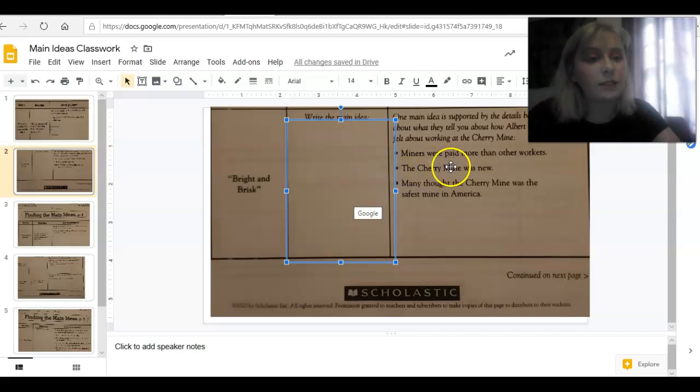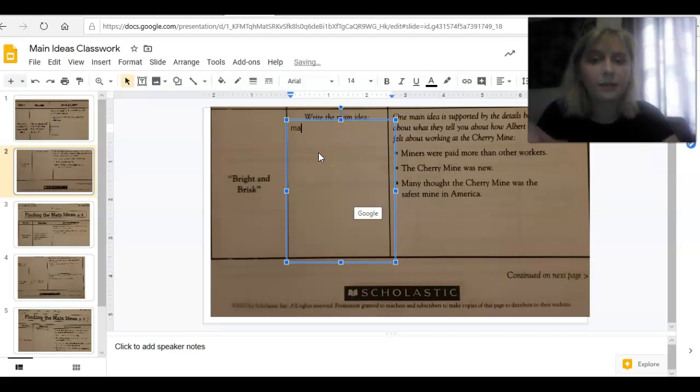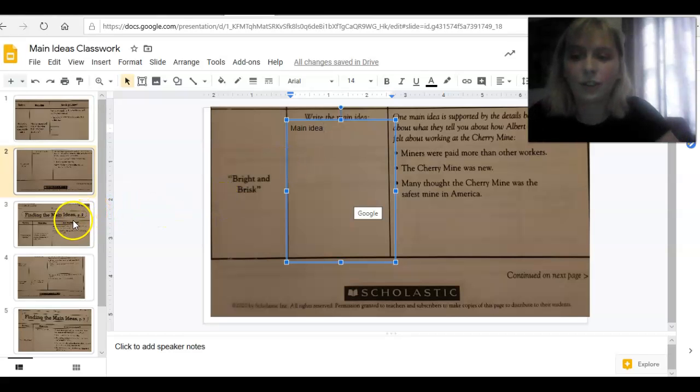So let's go through the three details. Miners were paid more than other workers. The Cherry Mine was new. Many thought the Cherry Mine was the safest mine in America. So when you put all three of those details together, what idea are they supporting? And you're just going to type it in here. So the main idea, whatever you think it is, you would simply type into that box and then move on to the next question.